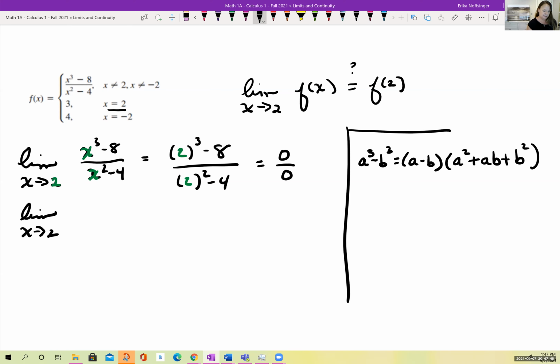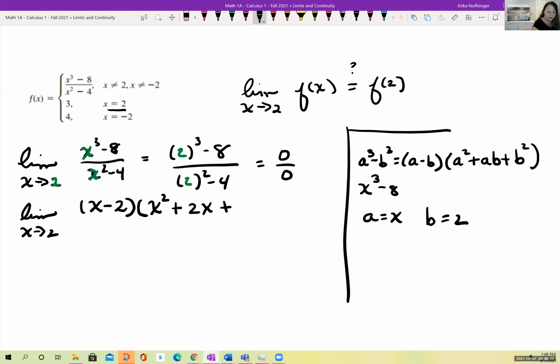So I can factor this. And the value that I'm cubing is x, so it's x minus what I'm cubing for the second term is 2. So x minus 2 all times my a value, in this case x, and my b value in this case is 2. So a squared is x squared, opposite sign plus ab, so 2x, plus b squared, which is 2 squared, is 4. All over x squared minus 4, that factors as x minus 2, x plus 2.